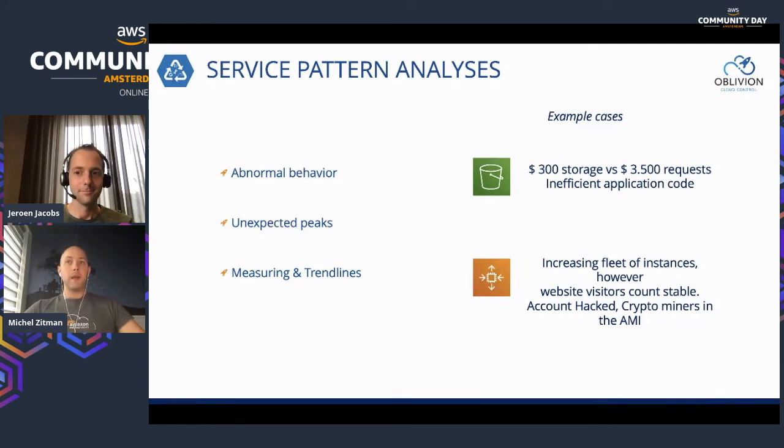And about the AMI, autoscaling was scaling up and scaling down, and it was about the web servers of this company. What they realized is that the number of visitors to the website never changed. After some investigation, we realized the AMI was hacked, and there were crypto miners in the AMI. So do establish a baseline, start measuring. It's really important. Dr. Werner said so in his talk. It's important to keep an eye on things, and it will make your life easier finding those anomalies.